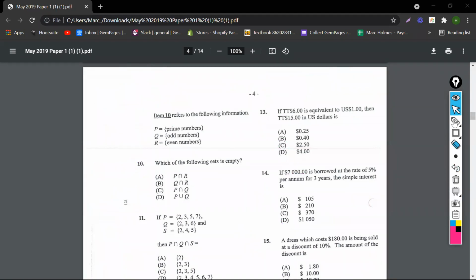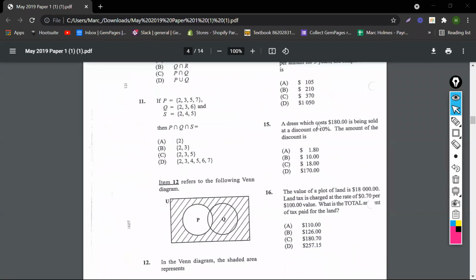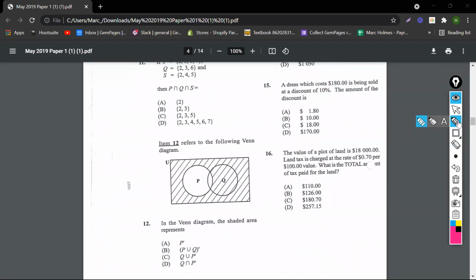So cool. Let's move on now, guys. We'll finish with the simple interest. We're going on to discounts. This one says a dress which costs $180 is being sold at a 10% discount. The amount of the discount is really easy, 180 times 10%. This 0 cancels that 0, so the discount is $18. Very easy.